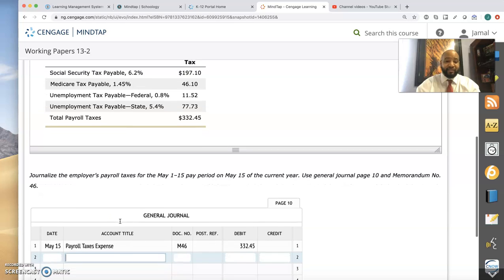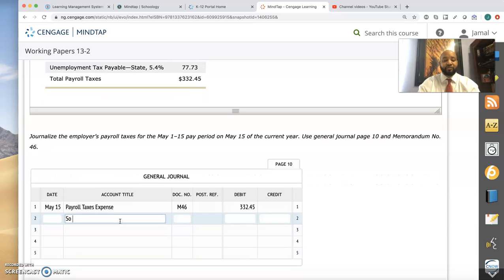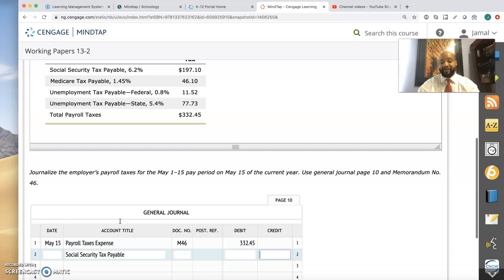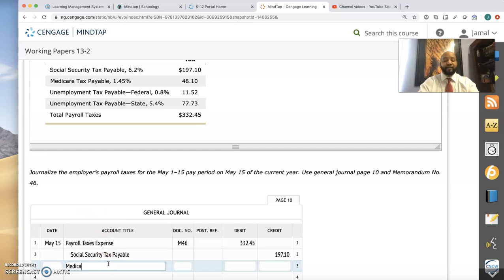All right. And after this, we need to just start putting in the things that we're paying. So let's go to the top. Social Security tax payable. Tab. Payables are credited. They're always credited. So, well, not always. Sometimes you're paying them off. But 197.1. Bing. Medicare tax payable. Tab. That amount is $46.10.